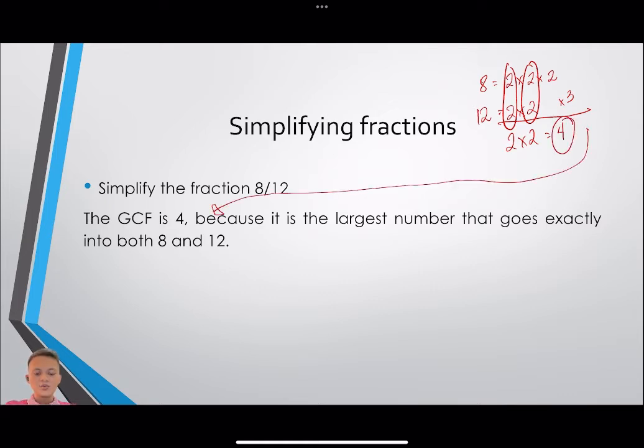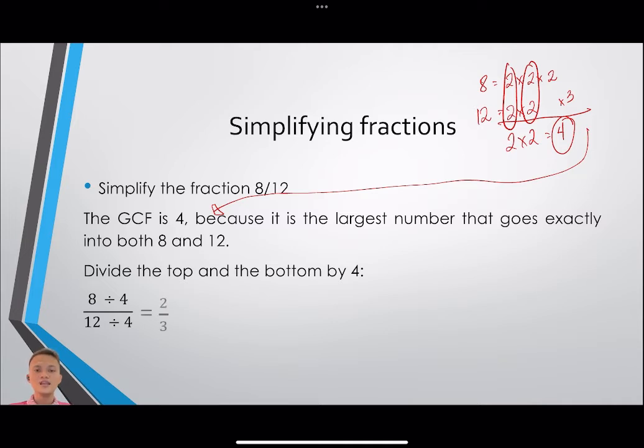Now, we are going to divide the numerator and the denominator by 4, or divide the top and the bottom by 4. That is 8 divided by 4 and 12 divided by 4. 8 divided by 4 is 2 and 12 divided by 4 is 3. Therefore, the lowest term or the simplified fraction of 8 over 12 is 2 over 3.